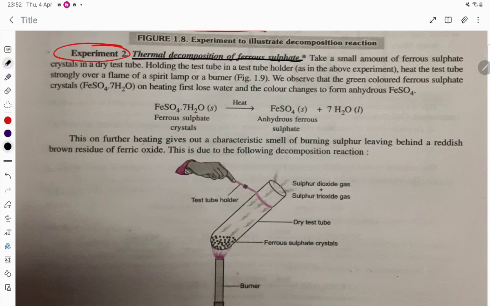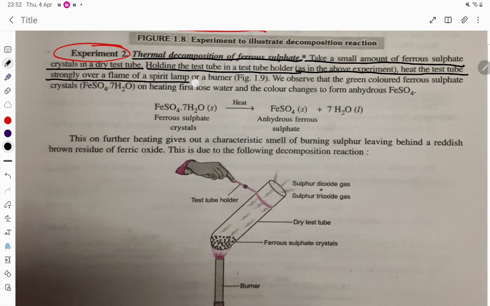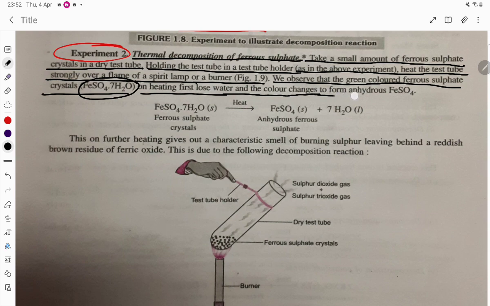Thermal decomposition of ferrous sulfate. Take a small amount of ferrous sulfate crystals in a dry test tube, holding the test tube in a test tube holder. As in the above experiment, heat the test tube strongly over the flame of the spirit lamp or a burner. We observe that the green colored ferrous sulfate crystal FeSO4.7H2O on heating first loses water and color changes to form the anhydrous FeSO4.